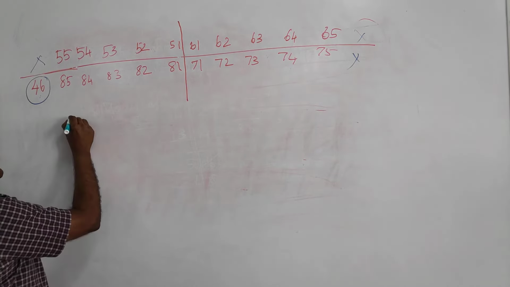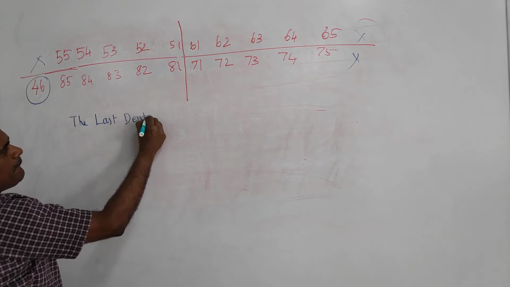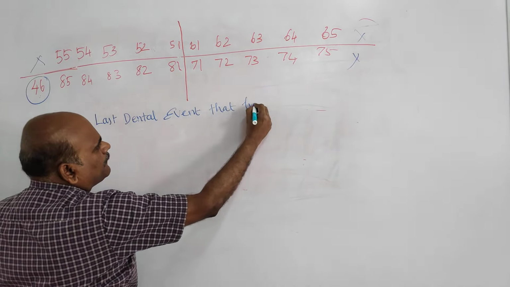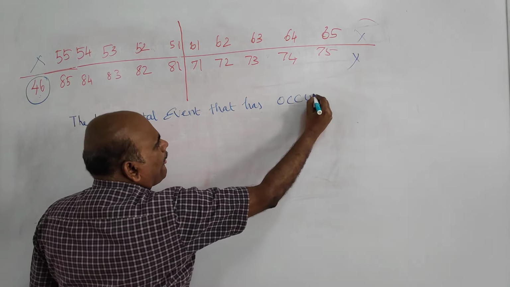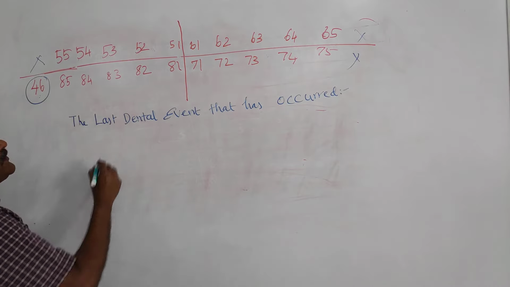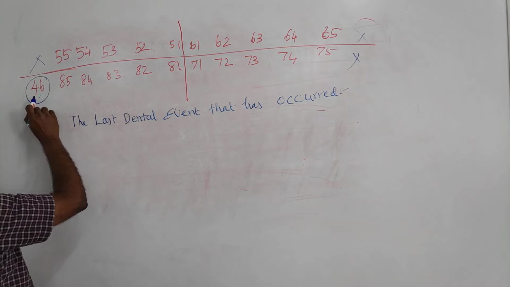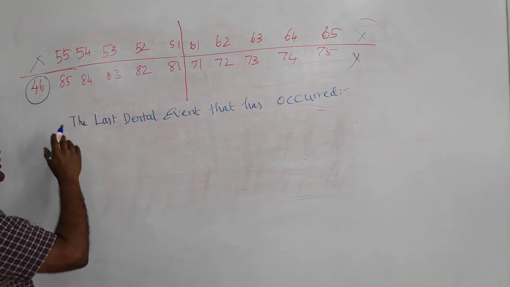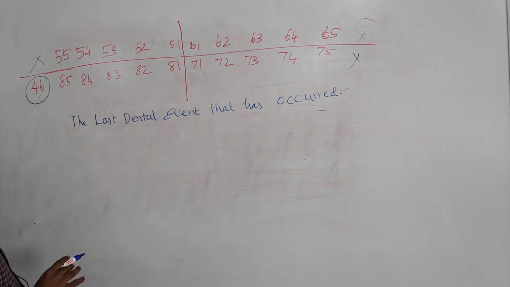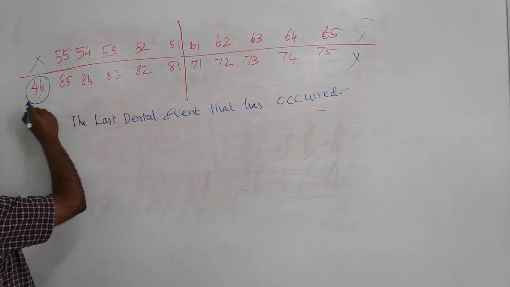So how to arrive at the age? We have to mention what is the last dental event that has occurred. Here, see, all the 20 temporary teeth are there. From 6 to 7 years is the normal age of eruption of the permanent first molar. It has erupted, which means the age should be at least 6 years. So the last dental event that occurred here is eruption of the permanent first molar in the right lower quadrant.